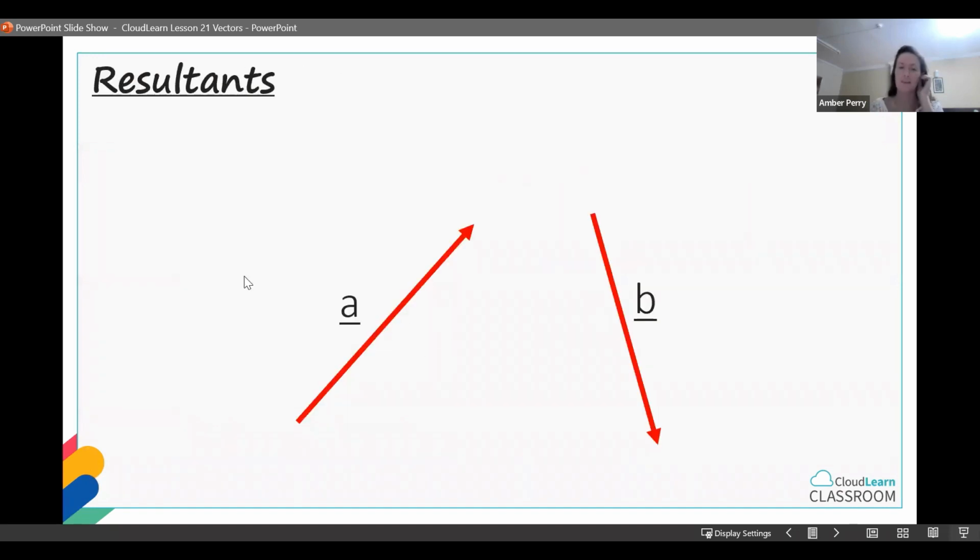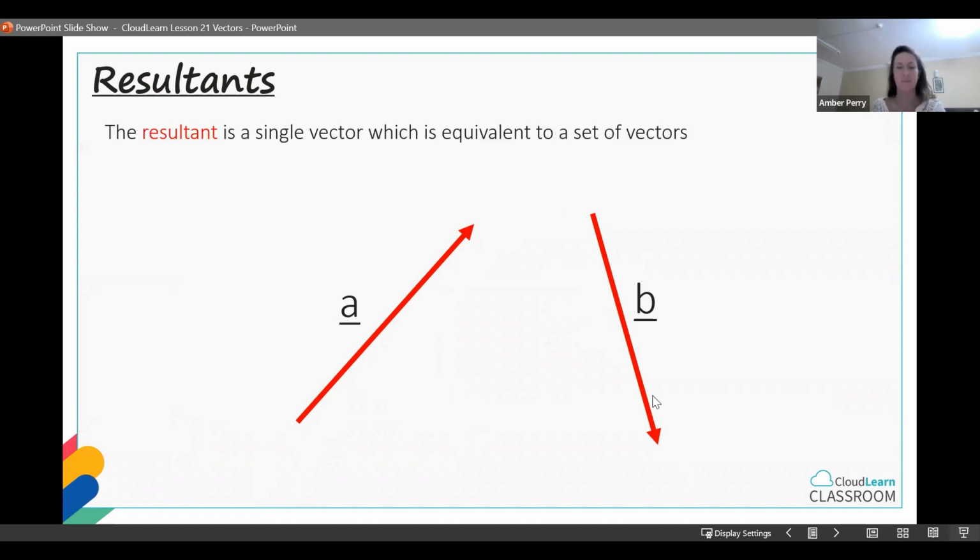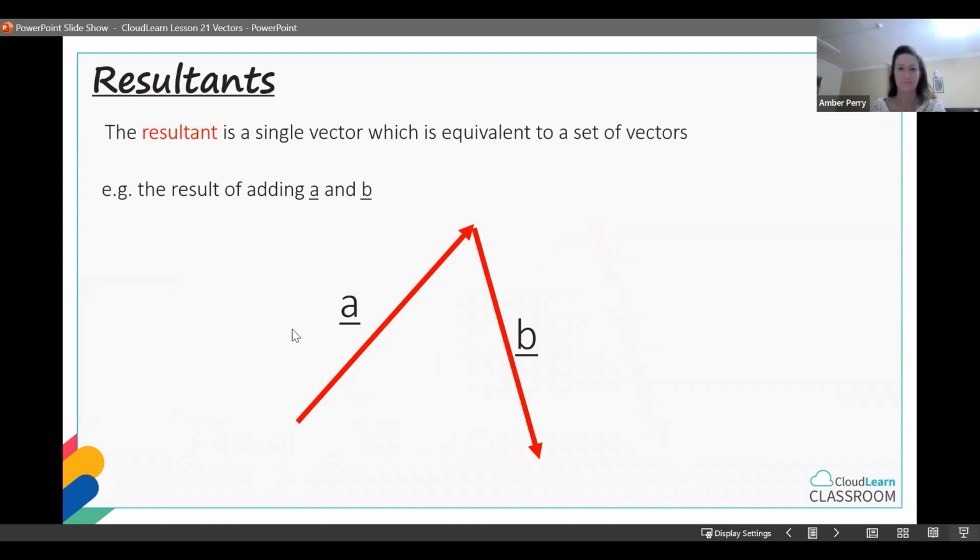And the other thing that you might be asked to do is to find the resultant, which we kind of have been doing already in the building pathways. The resultant just means adding two vectors together. So I've been given a vector here, A, and a vector here, B. And if I was to add them together, I could say that I've got a single vector. It's like a vector that takes A to B. It's the result of adding A and B.